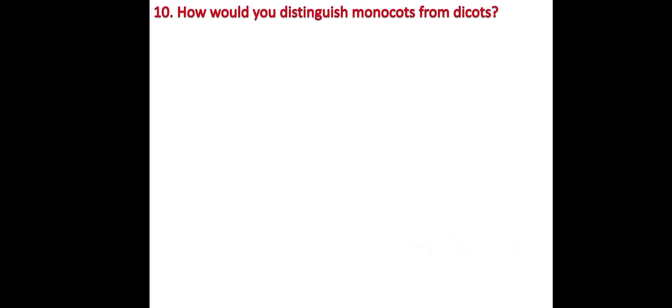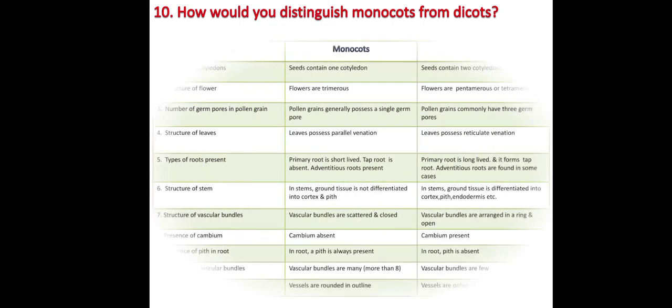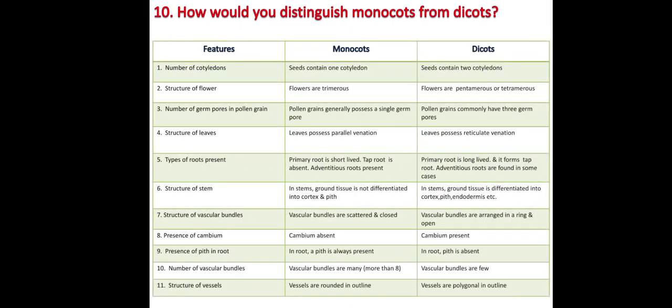How would you distinguish monocots from dicots? And this is a very important question. So let's see the differences. Again make three columns. The first feature, number of cotyledons. For monocots, seed contain only one cotyledon. Mono means one and di means two. For dicot, seed contain two cotyledons.